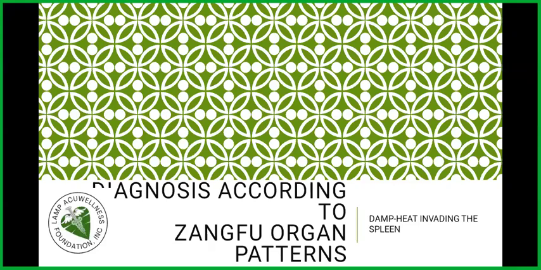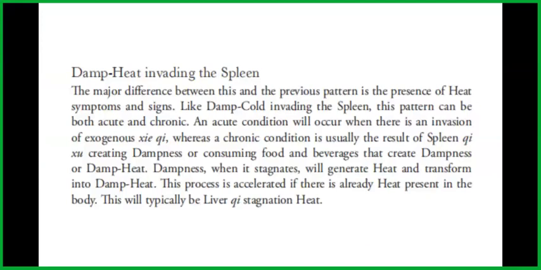Now let us go to diagnosis according to Zangfu organ patterns: damp heat invading the spleen. The major difference between this and the previous pattern is the presence of heat symptoms and signs. Like damp cold invading the spleen, this pattern can be both acute and chronic.